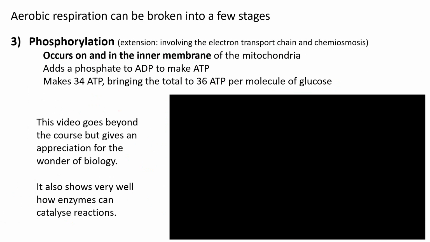They're used for something called phosphorylation. So there's a little bit of extension here you can get into if you want. It's really quite interesting. It occurs on and in the inner membrane of the mitochondria. It adds a phosphate to ADP to make ATP, and it makes 34 ATP. So as a result of the work that Krebs cycle did, it didn't make any net ATP yet, but the phosphorylation makes 34, bringing the total to 36 ATP per molecule of glucose.